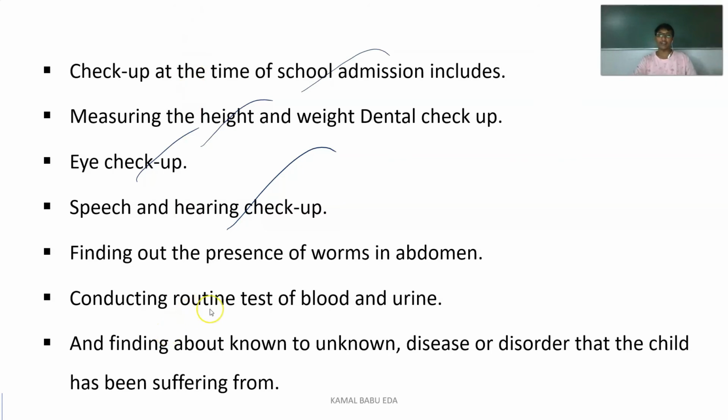And next, we are going to conduct the routine test of urine and blood here. So in urine, whether he is having any kind of bacterial infections or not. In blood, we are going to check the HB of the baby, and we are going to check the normal CBP count of the baby. So if there are any problems detected, we can go for the treatment there.